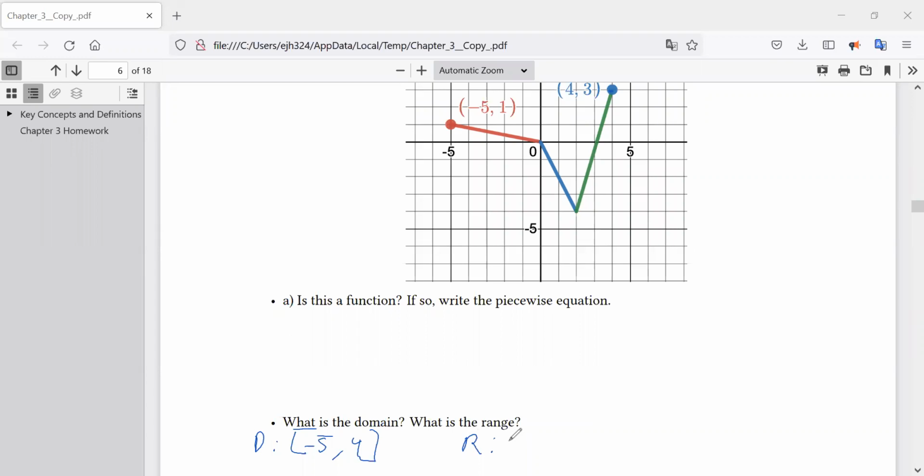Bracketed -4, bracketed 3. Yes. Exactly. Because we start off down here, which is -4, go all the way up there to 3. And these are our lowest and highest possible values on this graph. But thank you.